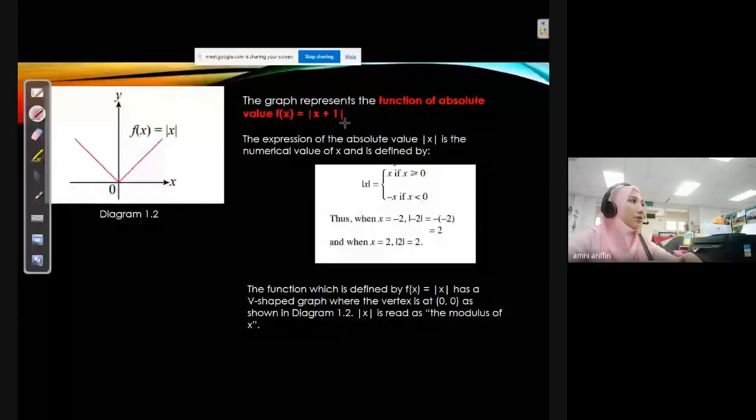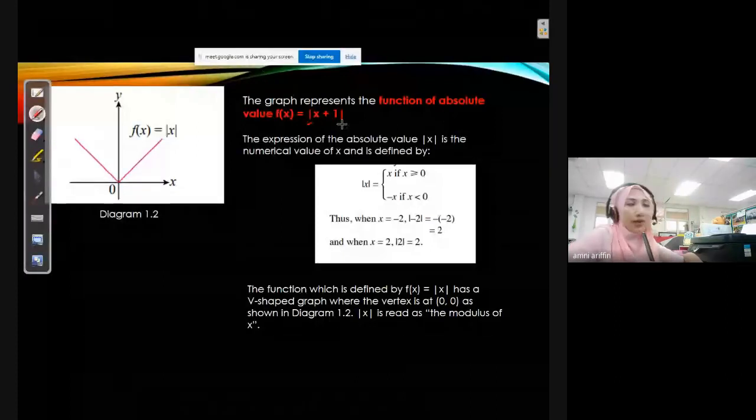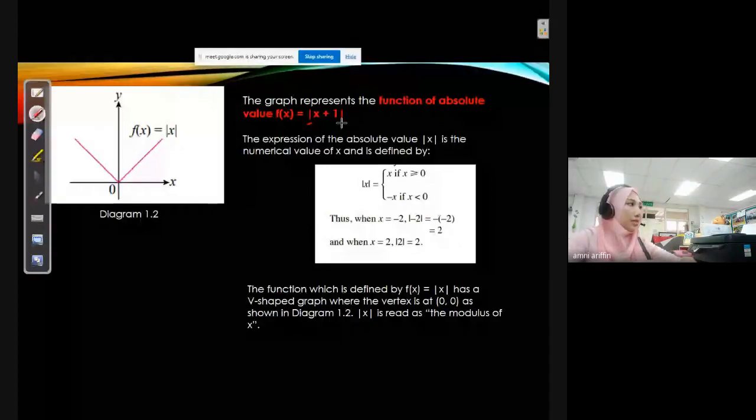Okay, the graph represents the function of absolute value, f(x) equal to... if you look here, we have 1, 1 and 1. This is not a bracket. In Malay we call this nilai mutlak, or absolute value. What is the meaning of nilai mutlak? What is called absolute value?